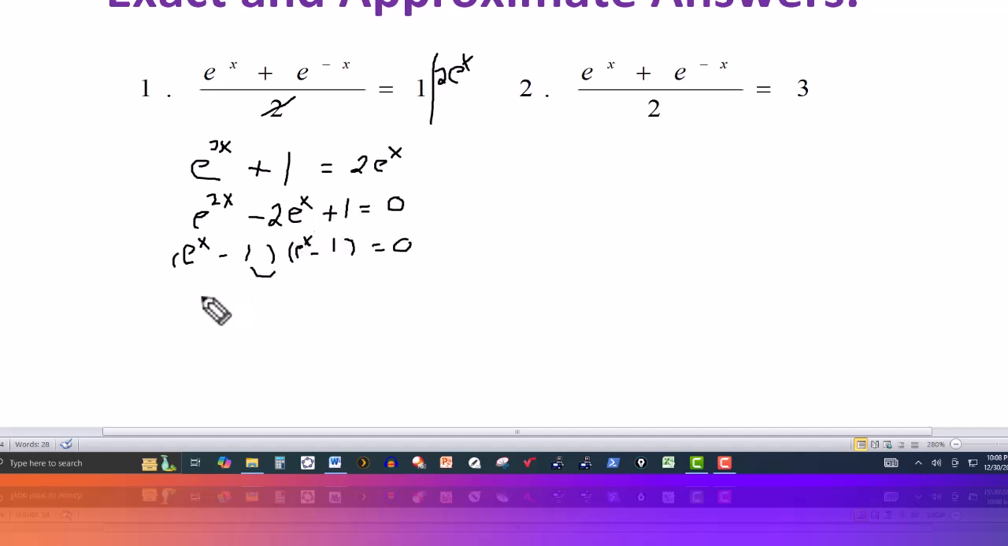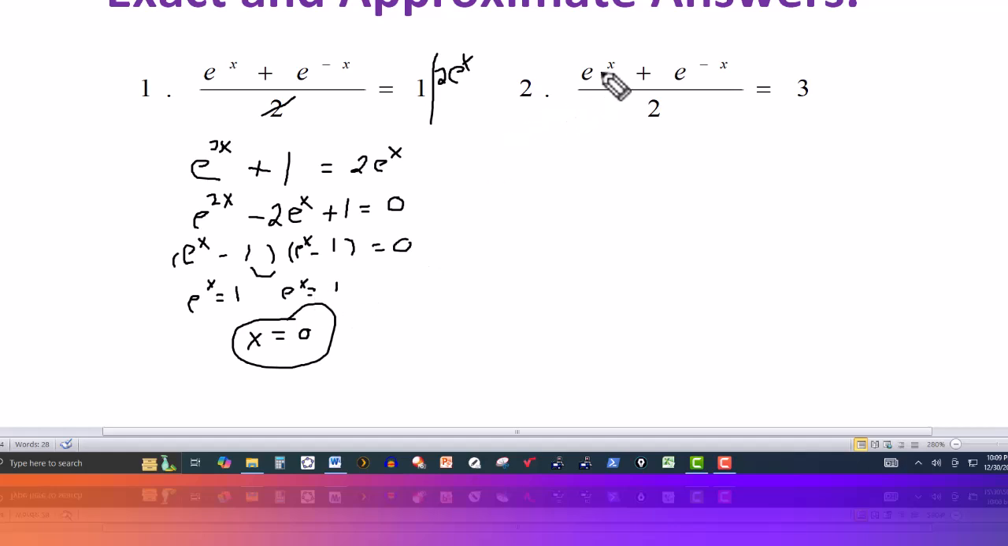So set each factor equal to 0. For the first factor, that will give me e to the x is equal to 1. The second factor is exactly the same, so it's going to give me e to the x is equal to 1. So what is x? What power do we need to get a 1? The only value that will work there is 0. So x equal to 0 is the only solution for this one. So we don't need an approximation here.